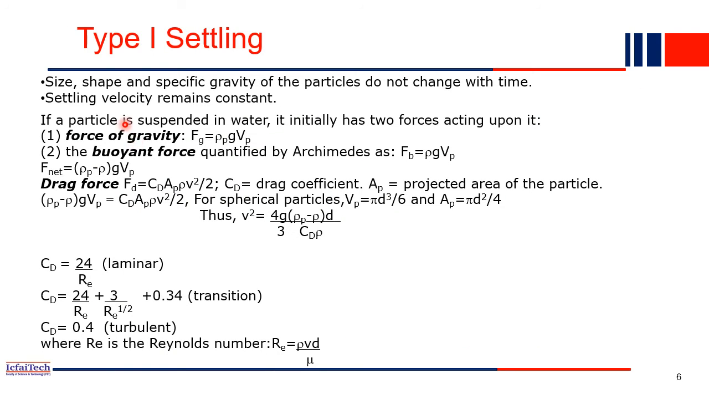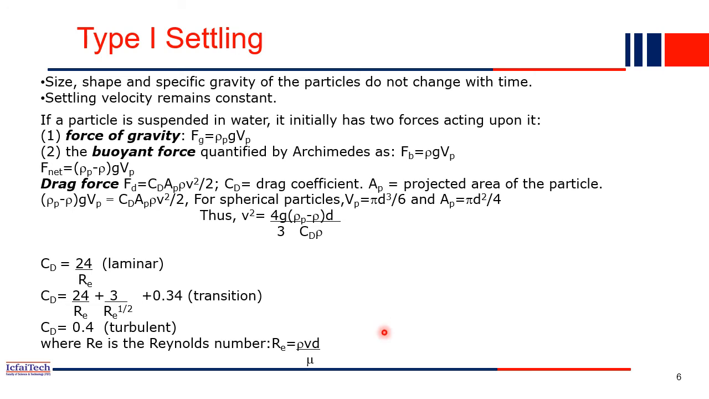So now type 1 settling, we'll be discussing in more detail, because in a field or in a water treatment plant in India, we basically use type 1 and type 2 settling. The size, shape, and specific gravity of the particle do not change with time.